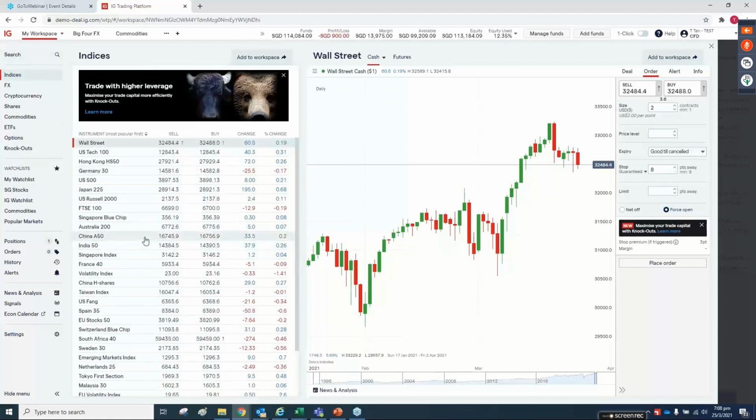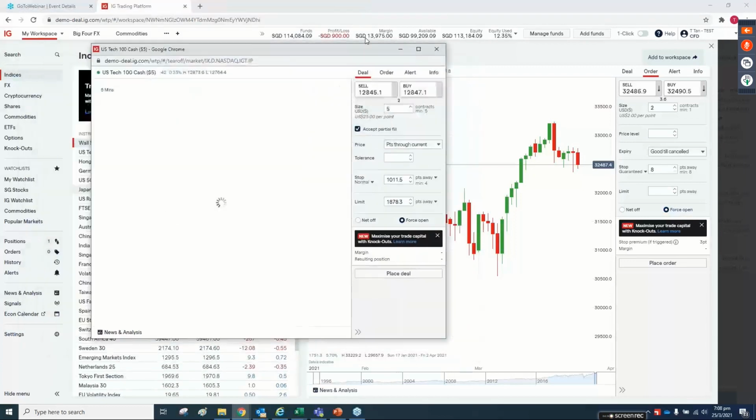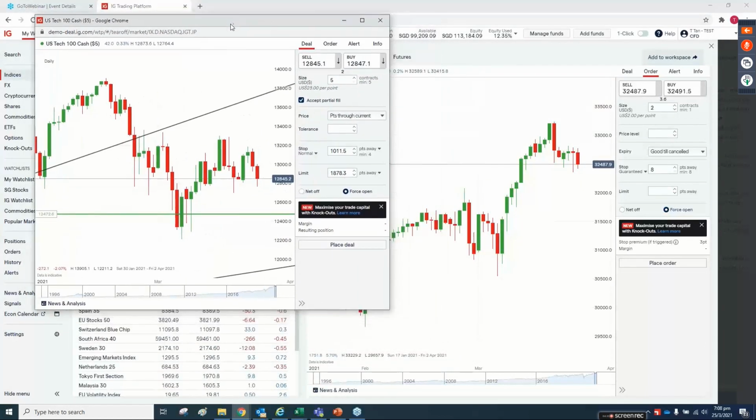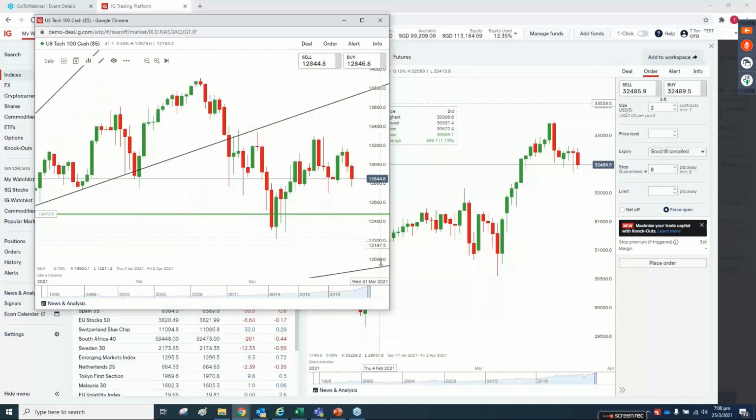I'm going straight into the demo platform for IG. If you have a live account, it should look exactly the same. Let me look at NASDAQ first. NASDAQ is one of the highest traded instruments right now. I'm doing a right click, open market in new window. When I do this, I'm pulling out a separate browser window that has just the chart with your order ticket. If I don't want to place any orders right now, I'll push these order tickets away by clicking on this double arrow button at the bottom. I've already done that.